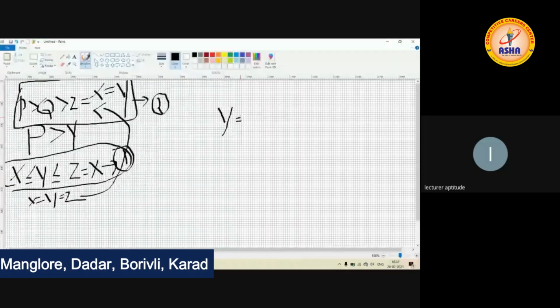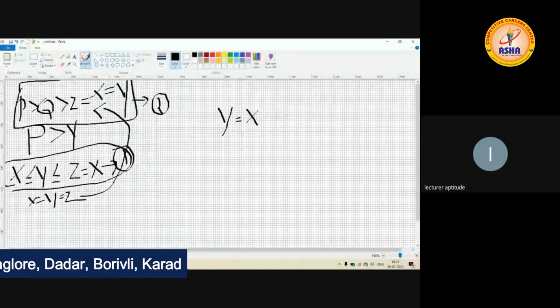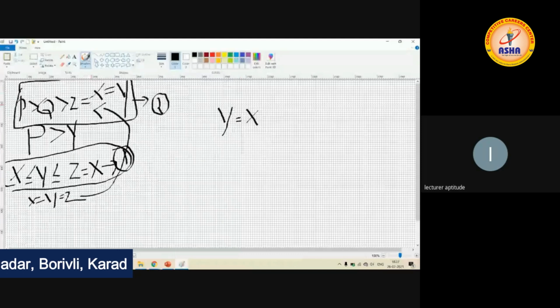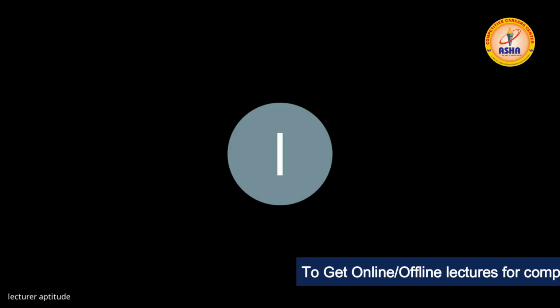Is it true? Just look into this statement. Y is equal to x. Here y is equal to x is given. But if you look here, we can see that x is less than or equal to y. We are writing this y is greater than p because we are combining these two statements. If you don't combine these two statements, the direct relation is there.